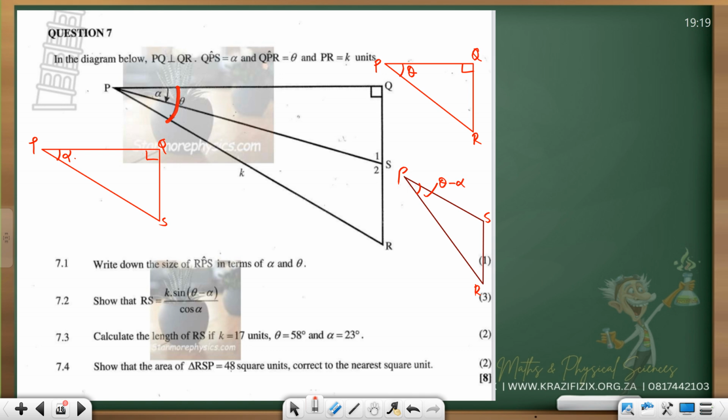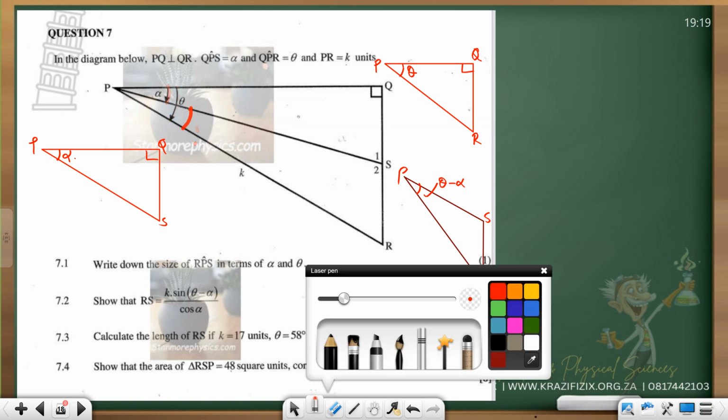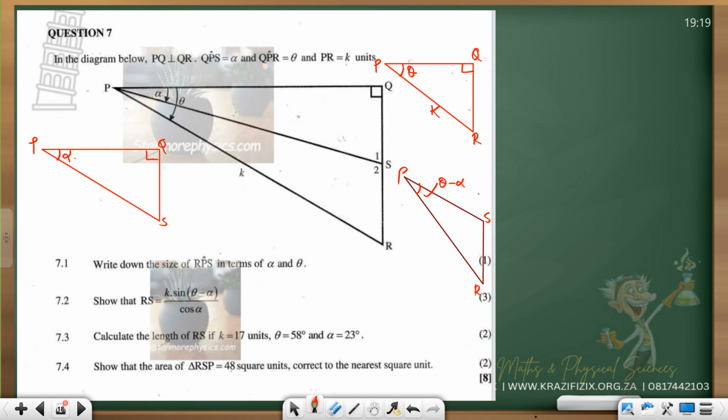How did I get to that conclusion? This whole angle is theta. This small angle is alpha. So that is the remaining. Okay. PR is what? PR is K. Don't let's forget that. PR is K. I'll call this triangle 1 for labeling sake and reference. Okay, we all should be okay with that.